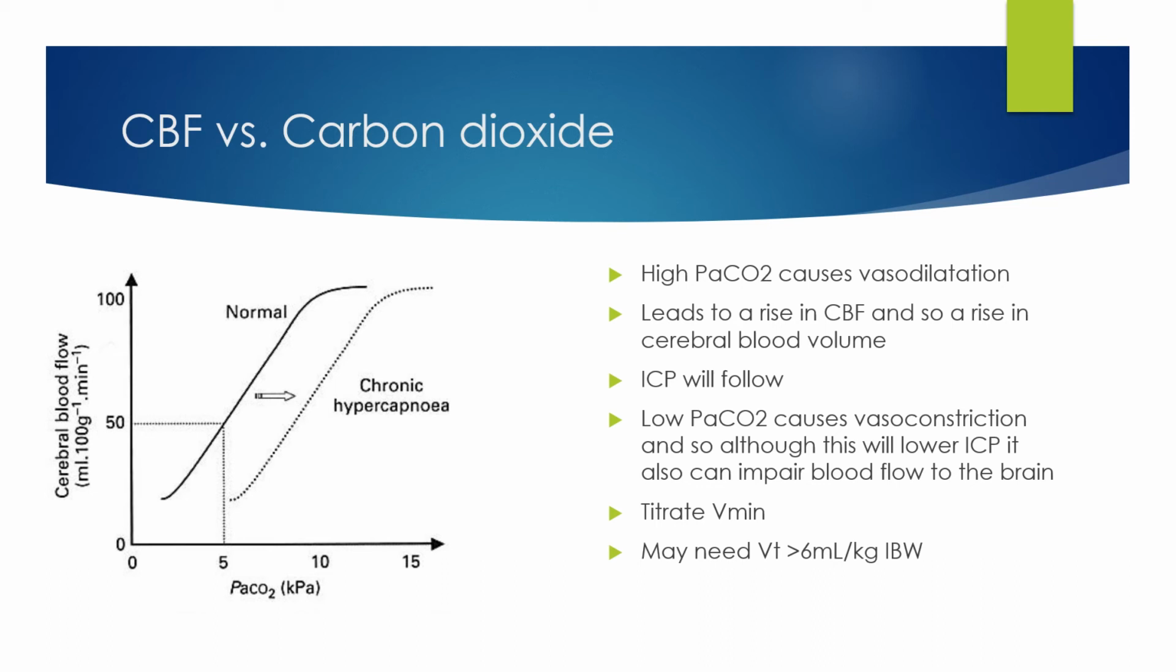And this is about titrating your respiratory rate or tidal volumes or inspiratory pressures on the ventilator, and therefore your minute ventilation. You may need values greater than 6 mils per kilo ideal body weight. So you may be drifting slightly away from classical low tidal volume lung protective ventilation. That's a balance that you will have to make for the patient in front of you. Which is the bigger risk to them? A slightly higher tidal volume or raised intracranial pressure and brain damage?